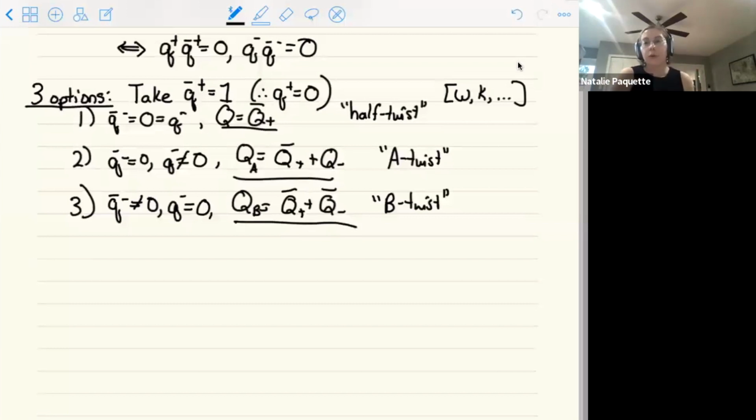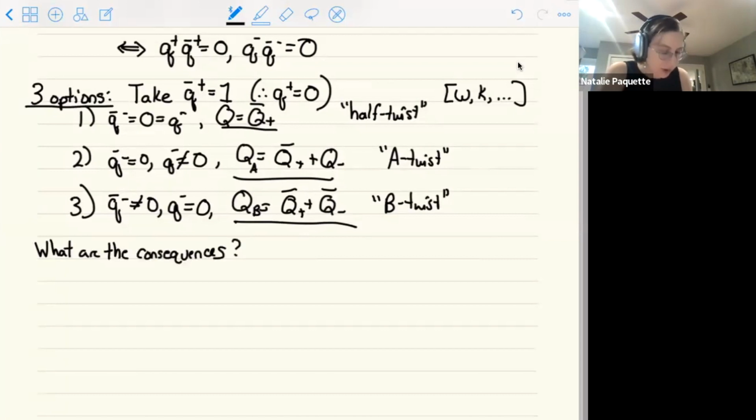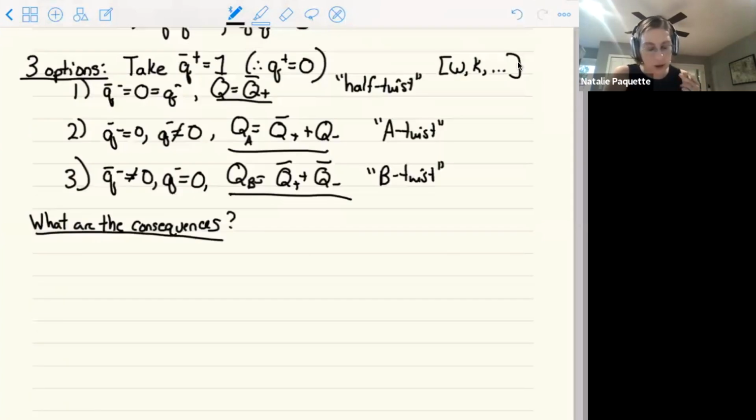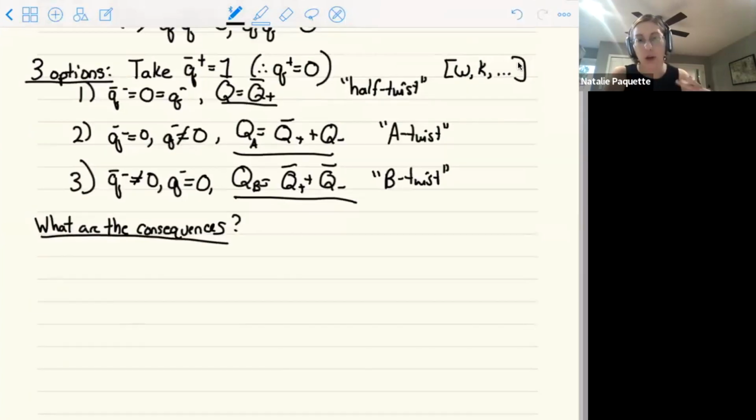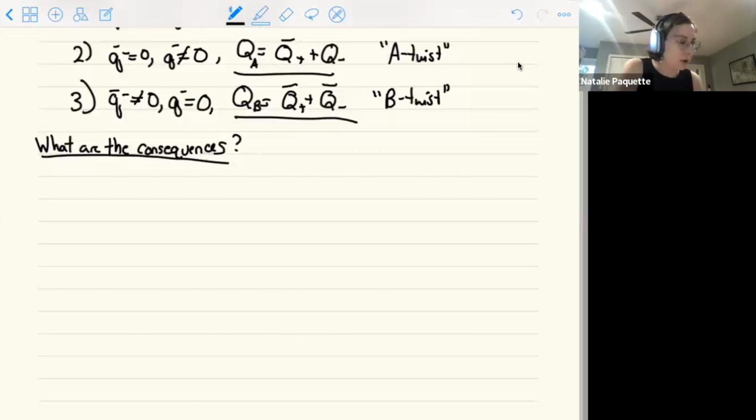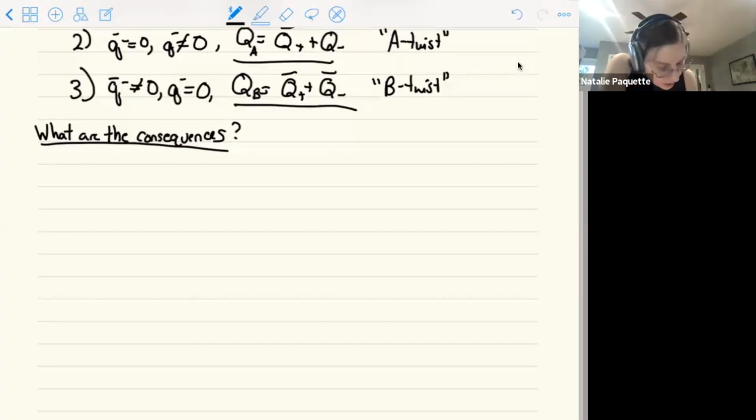Okay, so we had just classified these 3 possible twists that we can have for our 2D (2,2) algebra. What are the consequences of having done this kind of twist? I'm going to tell you the immediate and most important consequences of taking any of these 3 twists. So we know we're taking a cohomology with respect to either Q bar plus, the half twist, or QA or QB. The 3 of them have different properties. So for now, let me suppose I work in flat space and Euclidean signature. I'm going to restrict myself to that setting for the moment.